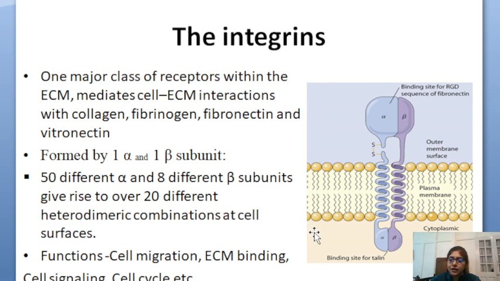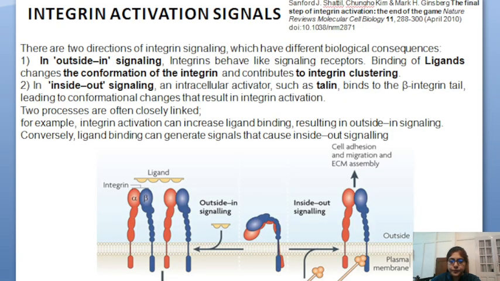You can see in the diagram the structure of integrin. There is an alpha chain and a beta chain on the extracellular domain. Then there is a long transmembrane domain, and then there is the cytoplasmic part where again there is an alpha and beta site. And they have a binding site for one protein called talin, which is a cytoplasmic protein.